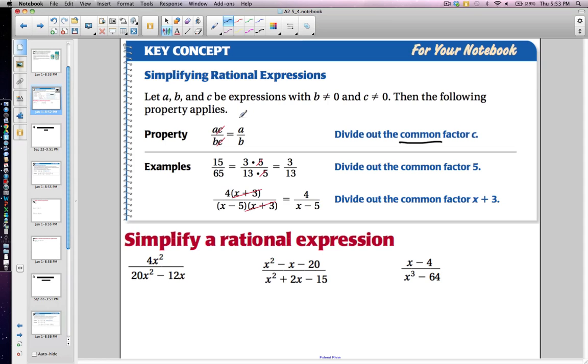So if I've got a polynomial, for instance down here I have x squared minus x minus 20, I can't start canceling the x with this x. These are not factors. They are terms. I will need to factor these quadratics before I can start trying to simplify them. So the first thing you want to do is take the numerator and the denominator and identify the factors. Now this is 4 times x times x.